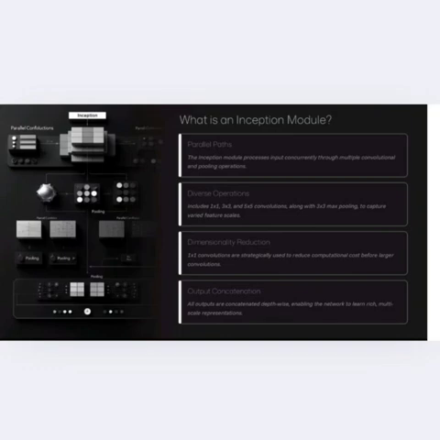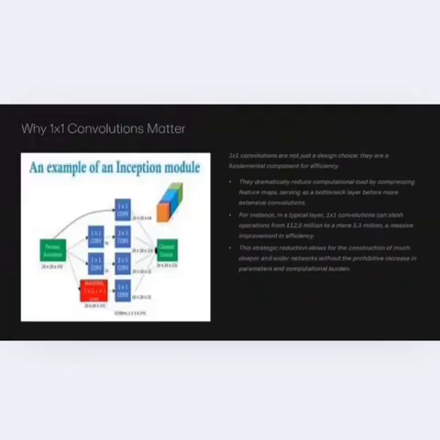In concatenation, the outputs from each branch are concatenated along the channel dimension. Benefits of the Inception module are multi-scale feature extraction. The Inception module captures features at multiple scales, allowing the model to learn more robust representations. The next topic is why one-by-one convolution matters.